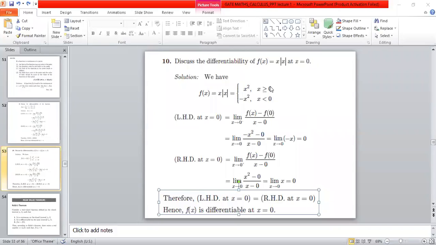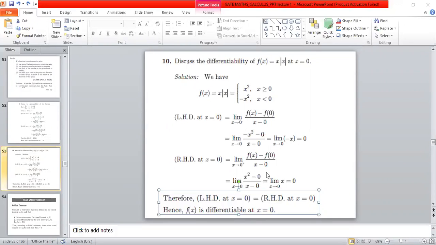minus x square. Then we write the left hand derivative at x is 0, that is f of x minus f of 0 upon x minus 0. Since x is less than 0, the function is minus x square minus f of 0, where f of 0 is calculated at x is 0. If we put 0 here, the value of f of 0 is 0. Upon x minus 0, that is limit x tends to 0 of minus x, that is 0.